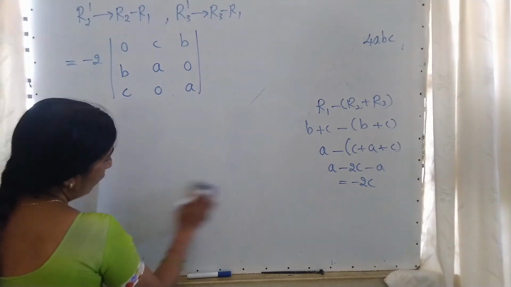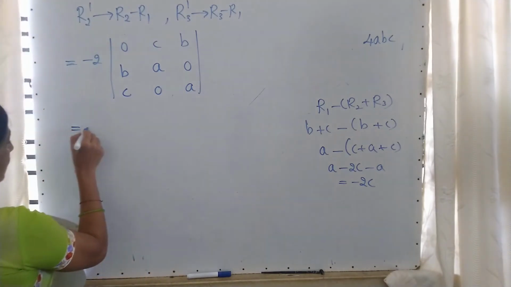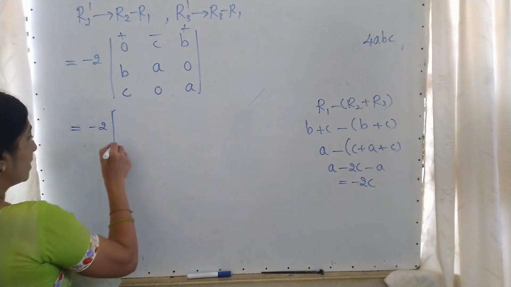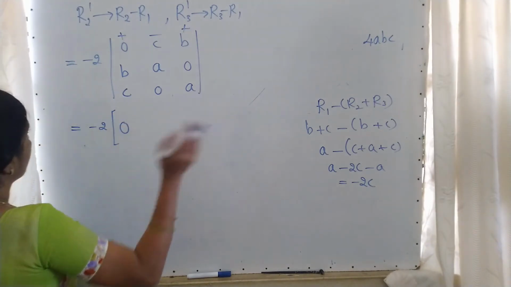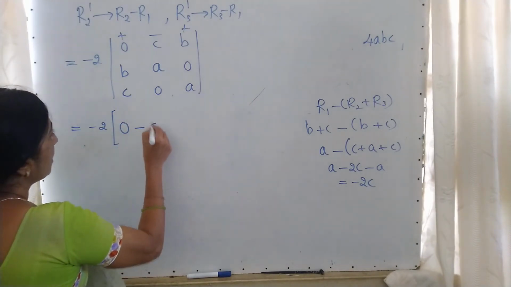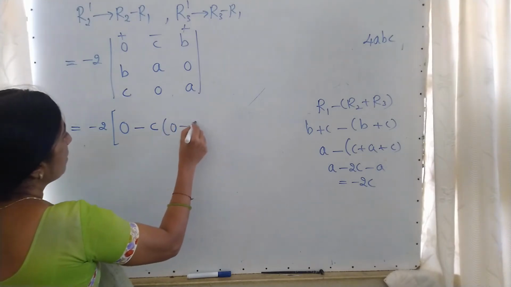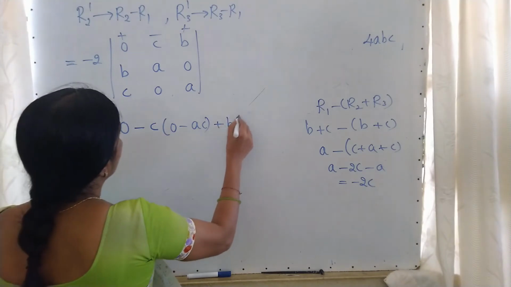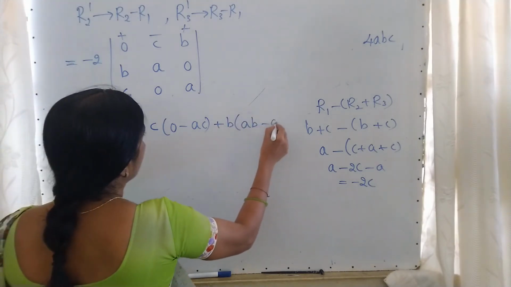One line you can go for expansion. On the top plus minus plus. First element is 0, just I wrote 0. 0 into anything is 0. Next minus C, 0 minus AC. Next plus B, AB minus 0.